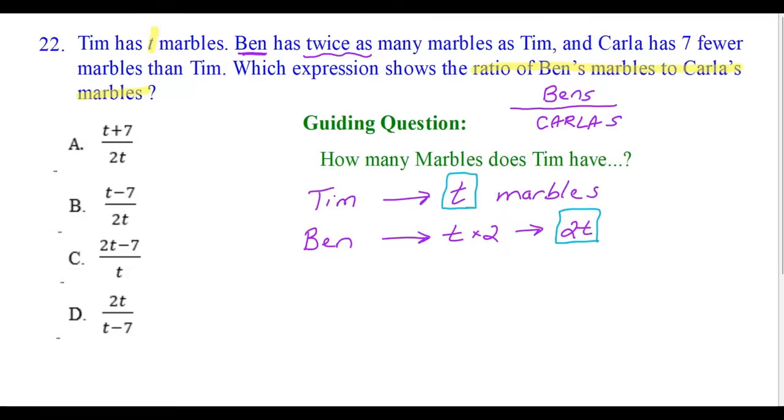Now let's move over to Carla. It says here that Carla has 7 fewer marbles than Tim. Fewer implies subtraction. So how many marbles does Carla have? 7 fewer than Tim. So Tim has t marbles. 7 fewer than that is subtract 7.